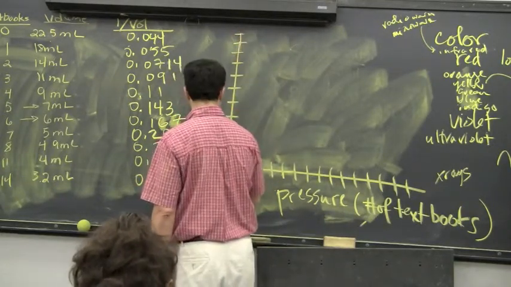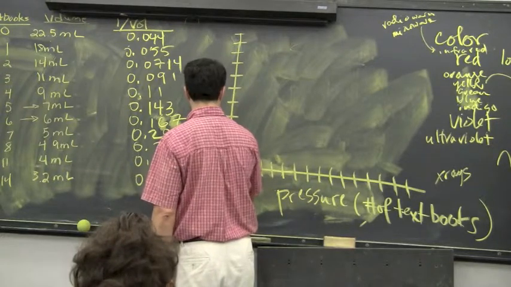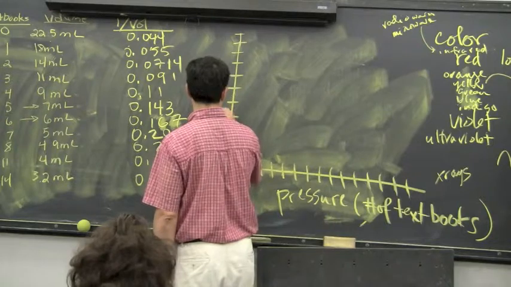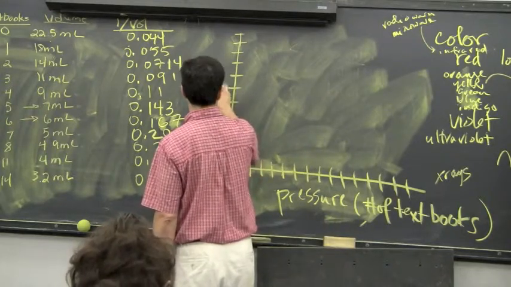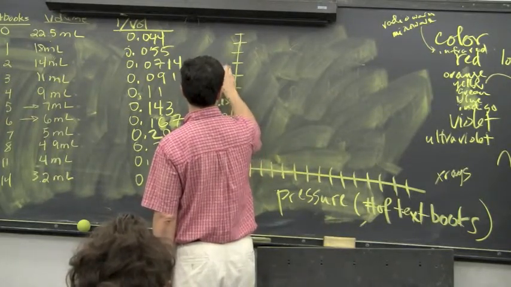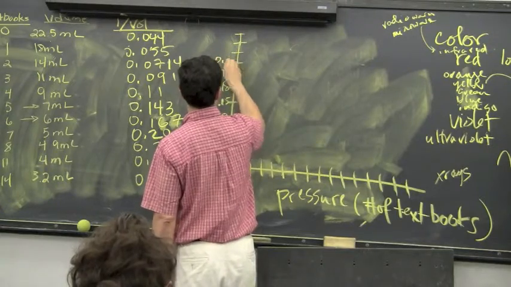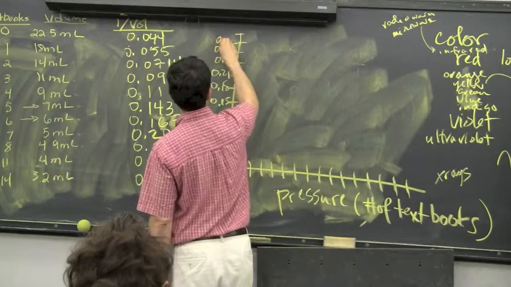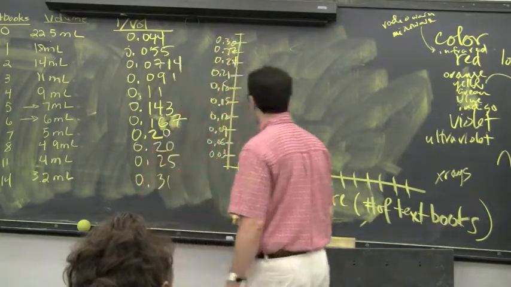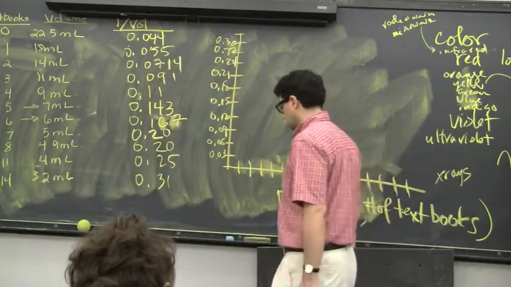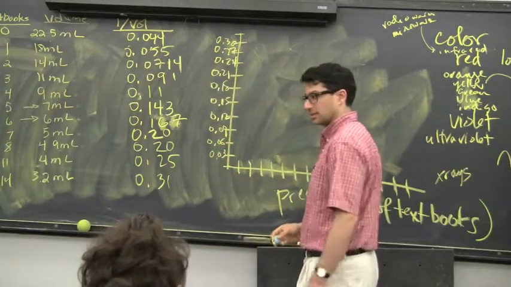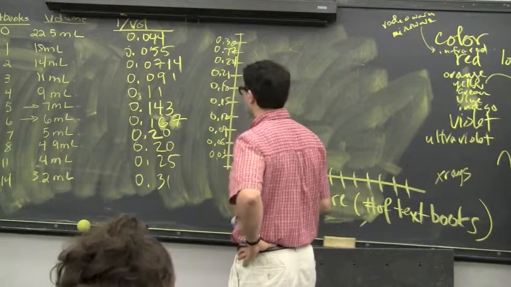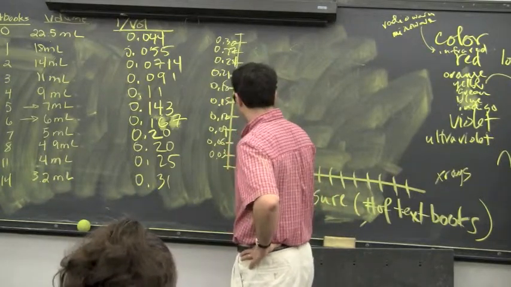So this will be 0.03, 0.06, 0.09, 0.12, 0.15, 0.18, 0.21, 0.24, 0.27, 0.30. Okie dokie. You guys with me? You're doing it yourselves? Good. Alright, so.